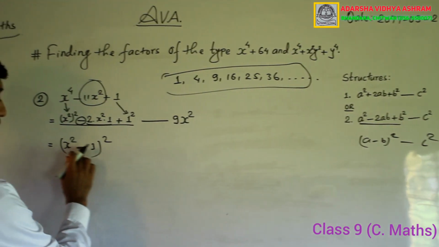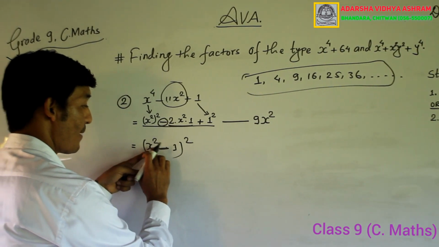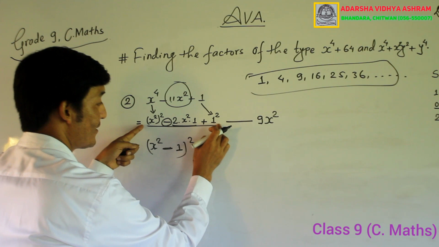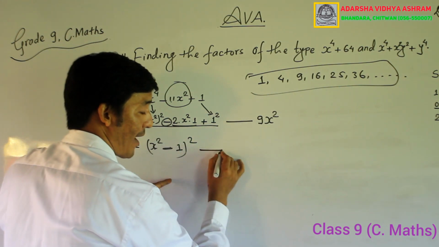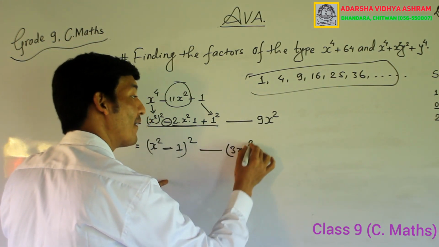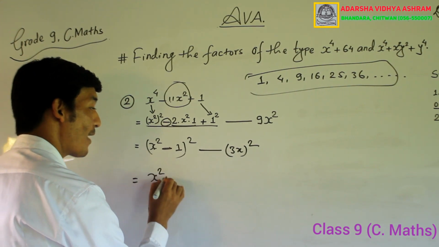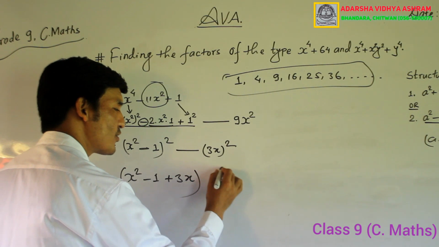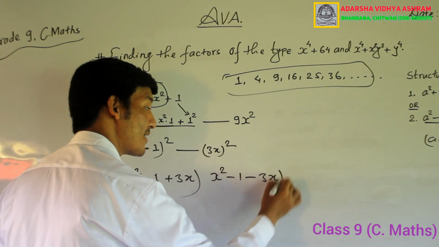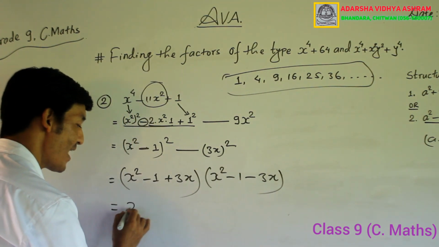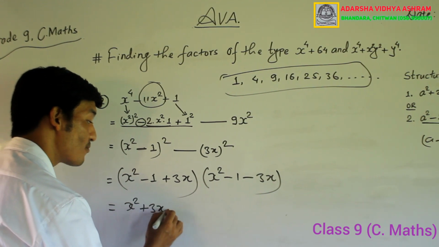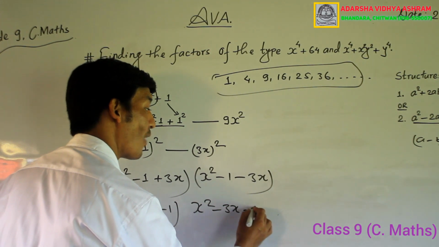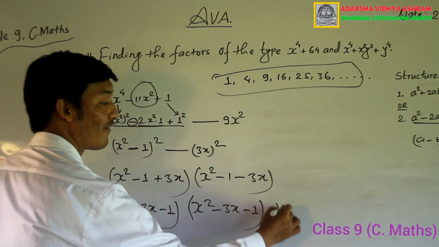So x square minus 1 whole square, because this is a minus b whole square, then if you expand it, these 3 steps automatically come, and minus this 3x whole square. Then our answer is x square minus 1 plus 3x, one time, plus x square minus 1 minus 3x. If you arrange them, you will see x square plus 3x minus 1 and x square minus 3x minus 1. Okay, this is our final answer.